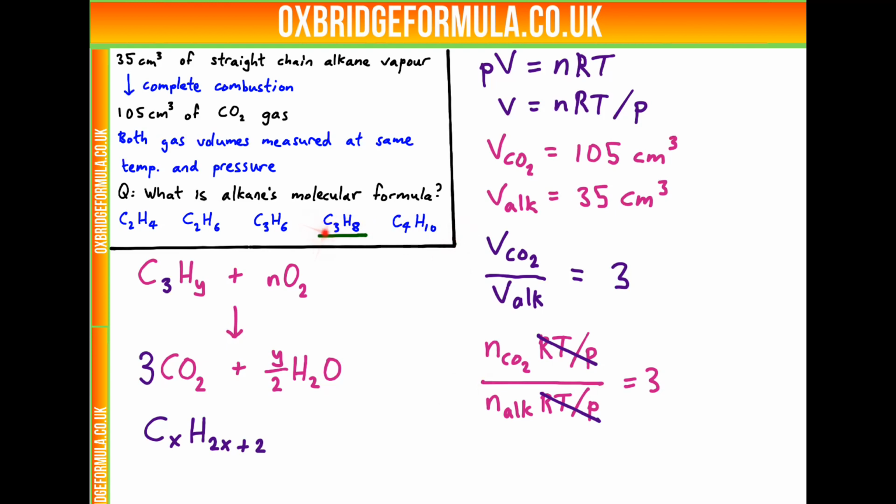So we have our final answer, but for completion, let's just fill in the rest of this equation. We've identified that y has to be 8, and therefore we're going to produce 4 moles of water. And it turns out this requires 5 moles of oxygen. So our final answer is C3H8. This is the only alkane that can produce this ratio of volumes. And so our answer on the question paper is D.